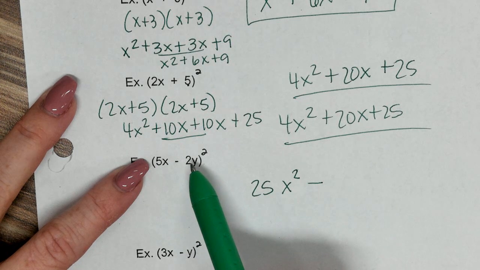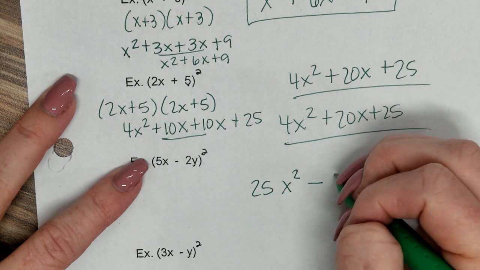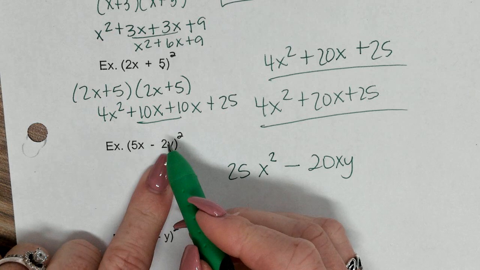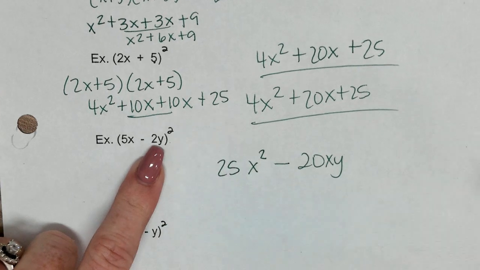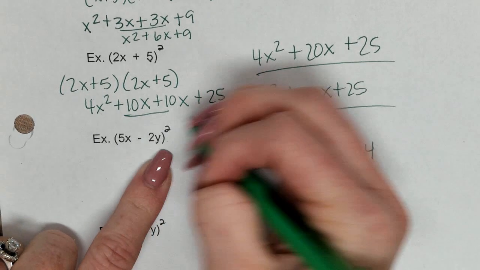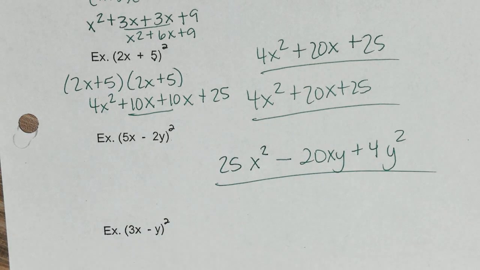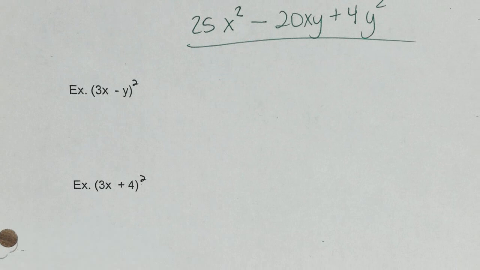10x times 2x. Excuse me, times 2y. 20xy. And then all you're going to do is square your last term. So (2y) squared is 4y squared. And that's it. You're done. Try the next one on your own. Try to do the shortcut.